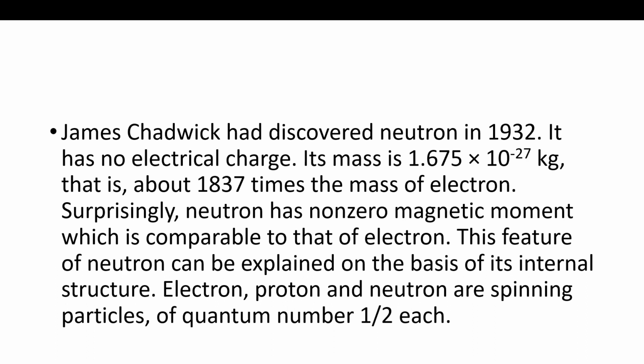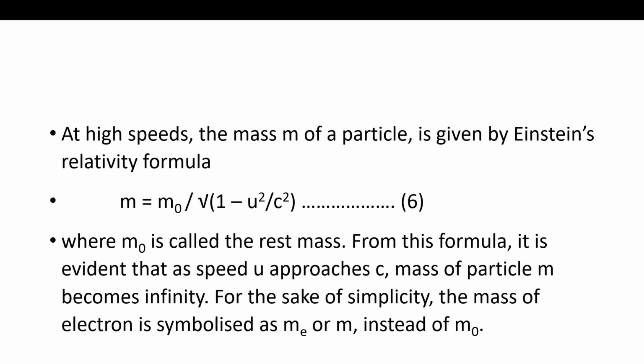Electron, proton, and neutron are spinning particles of quantum number half each. At high speed, the mass of a particle is given by Einstein's relativity formula, m equals m0 over the square root of 1 minus u squared by c squared. Here, m0 is called the rest mass. From this formula, it is evident that as speed u approaches the velocity of light c, the mass of the particle m becomes infinity. For the sake of simplicity, the rest mass of the electron is symbolized by me or simply m instead of m0.